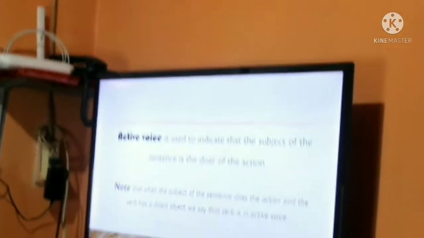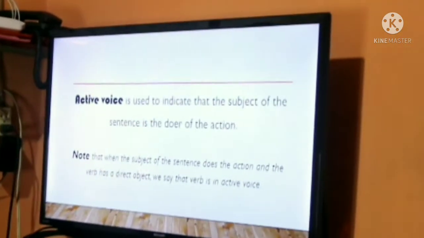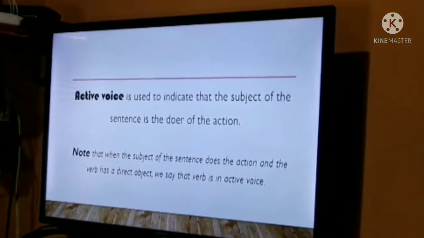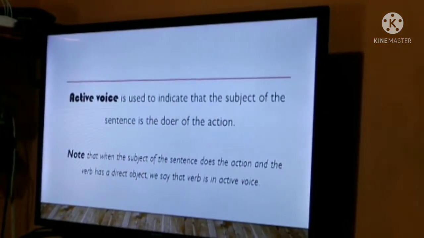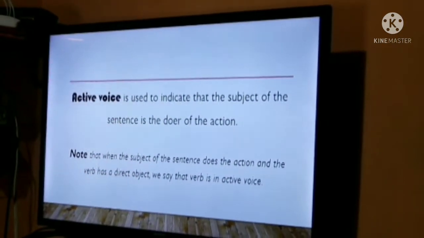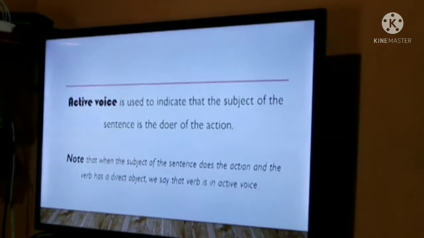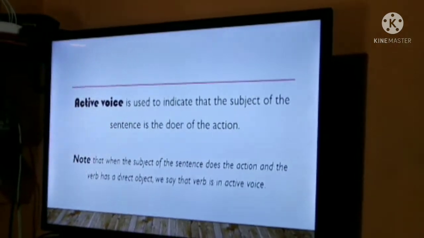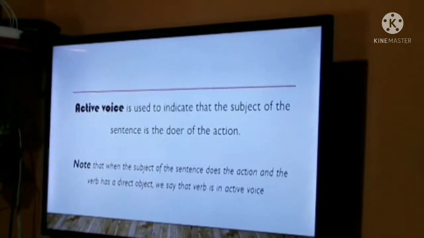Active voice, class, is used to indicate that the subject of the sentence is the doer of the action. Take note that when the subject of the sentence does the action and the verb has a direct object, we say that the verb is in active voice. So let's proceed to passive voice.